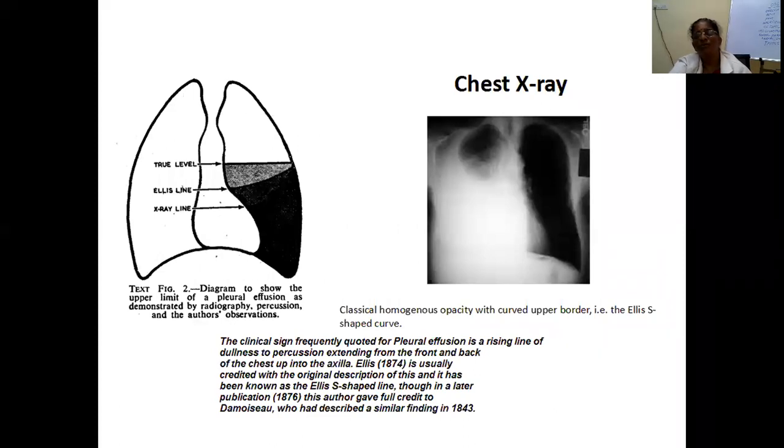That is, the pleural effusion is having a rising dullness, rising line of dullness from anterior to the posterior, and peak in the axilla in this way. So whenever you see the X-ray of pleural effusion, there will be rise in opacity posterior aspect. This is Ellis S curve.